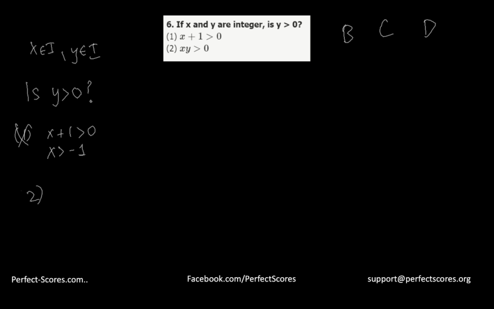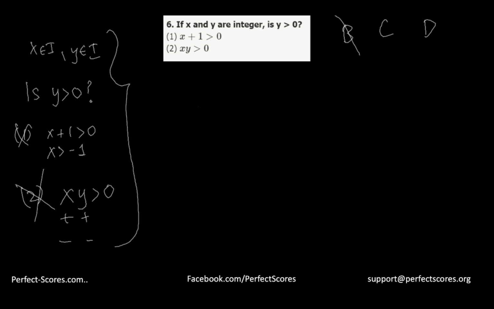It says x into y is greater than 0. The only information that you get is that either both of them carry positive signs or both of them carry negative signs, right? So in here y could be positive and y could be negative, so insufficient, right? Hence B is gone. Now if we combine the whole thing, what do you have?